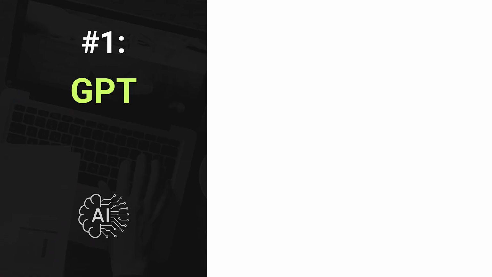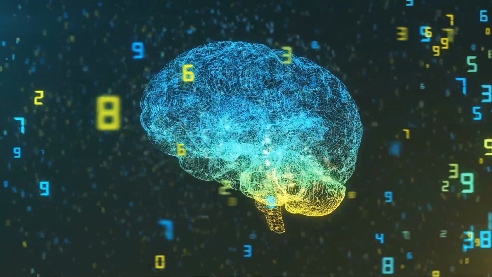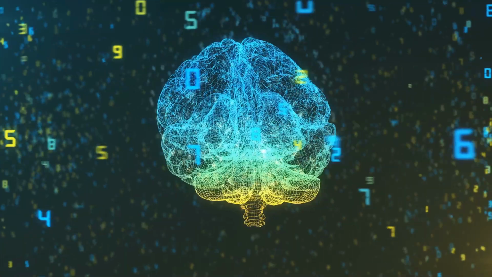Let's start with a few of the AI terms you've probably seen the most. First, GPT. This stands for Generative Pre-trained Transformer, which sounds complicated, but the idea is pretty simple. It's the type of AI behind ChatGPT. Basically, the brain that reads your request, interprets what you're asking, and generates a response.